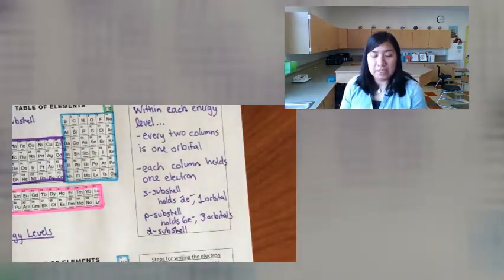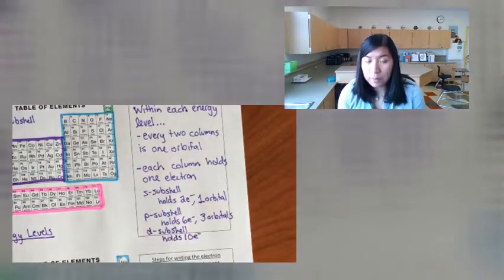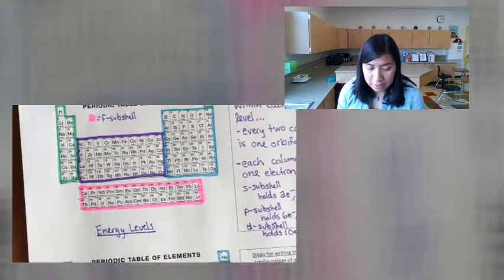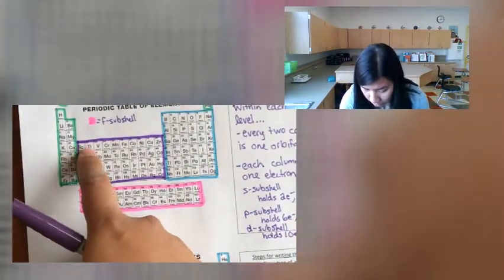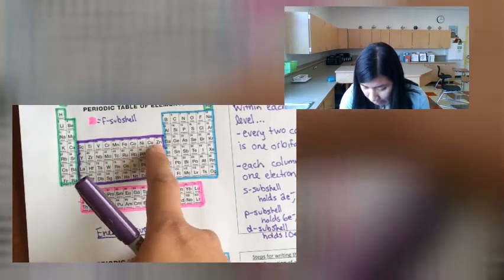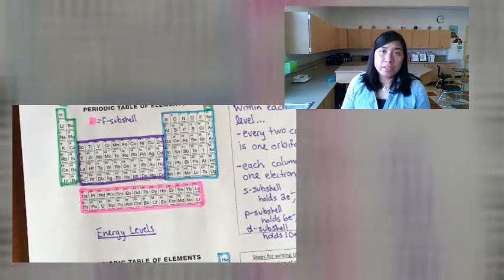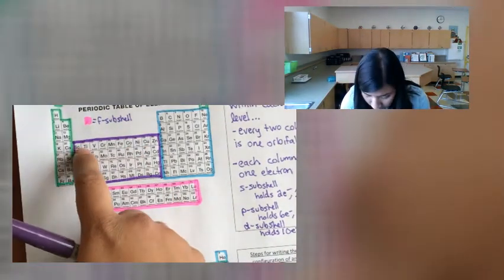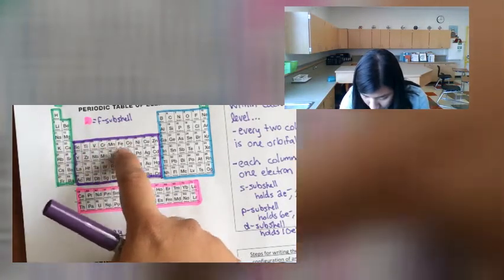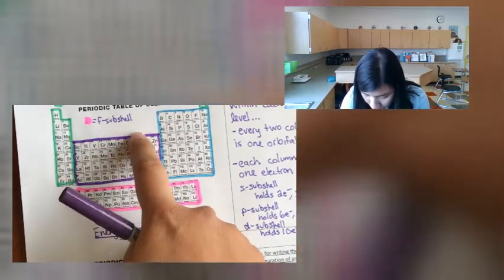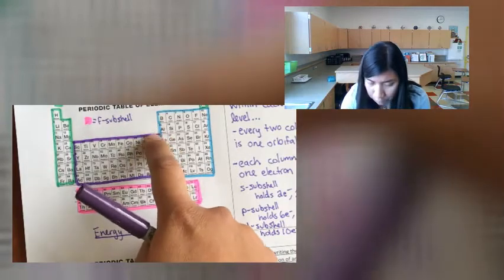Let's finish up with the d subshell. We know that that holds 10 electrons, and again, we can count this. So 1, 2, 3, 4, 5, 6, 7, 8, 9, 10 electrons. We know that every 2 columns or 2 element cards is 1 orbital. So we have 1, 2 orbitals, 3 orbitals, 4, 5 orbitals.